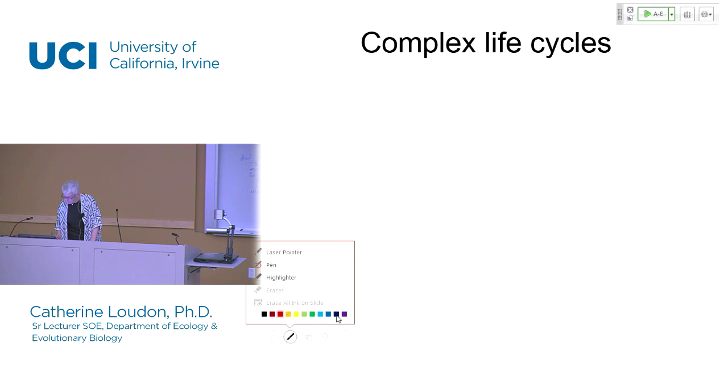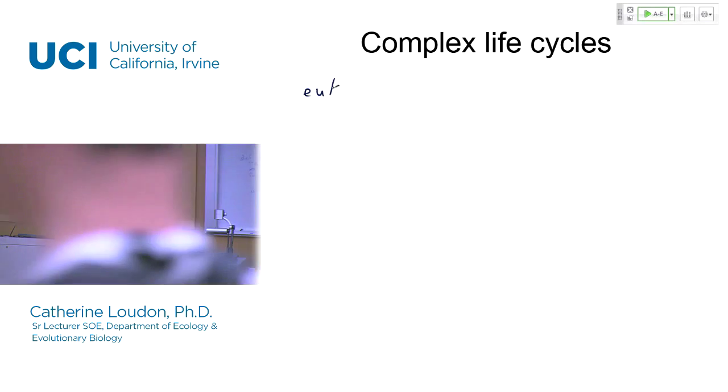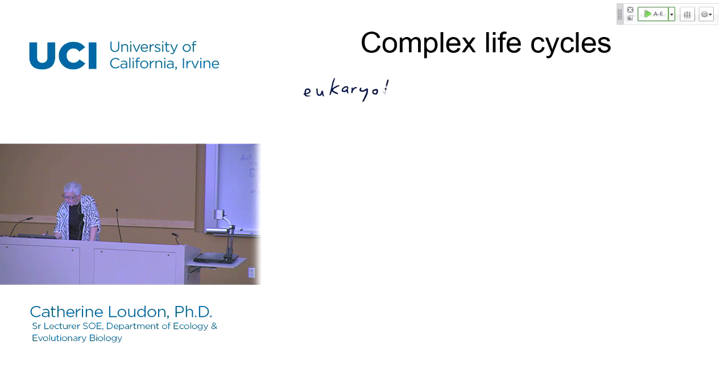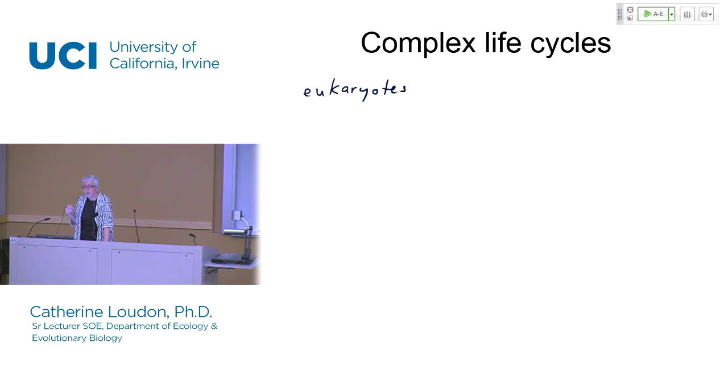In general, we don't see complex life cycles until we hit the eukaryotes because there are, in fact, a number of different phenomena that one doesn't see until one hits the eukaryotes. So before we discussed the complexity of the internal cellular structure of eukaryotes, now we're considering the complexity of their overall life cycle, meaning the stages, the reproduction of the organisms during their life.